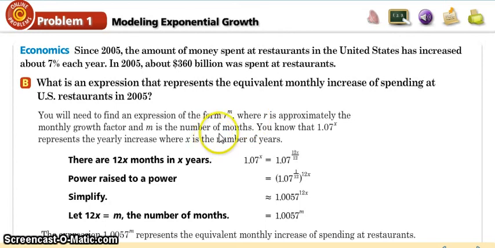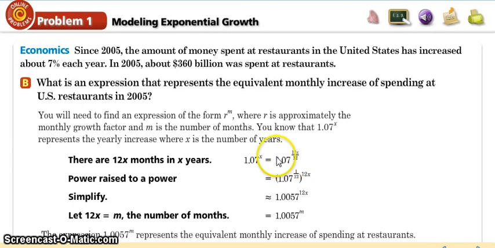Now, you know that 1.07 to the x represents the yearly increase. Okay, we talked about that. That's our yearly increase there. We want to change it to months. Because what if we wanted to test this in, say, March of 2015 rather than the end of 2015? So x represents your number of years. That would be the same thing as 12 over 12. 12 divided by 12 is 1 year. Okay, so that's how they simplified that.